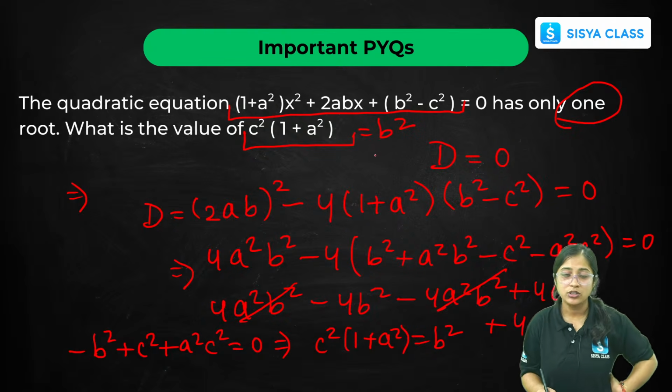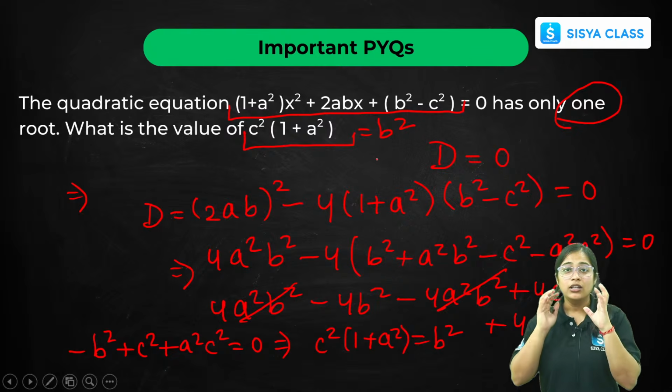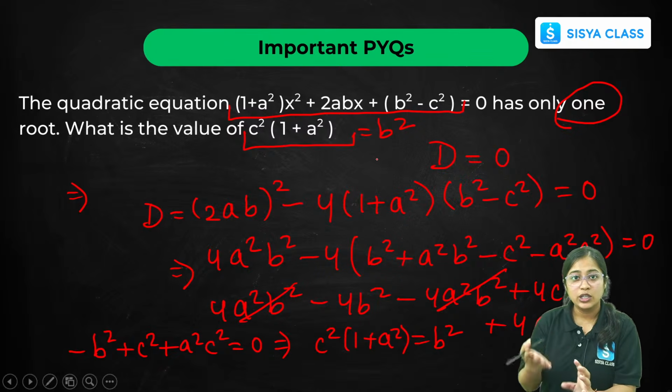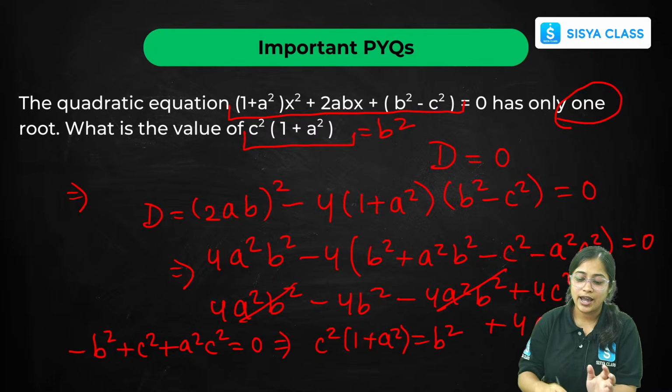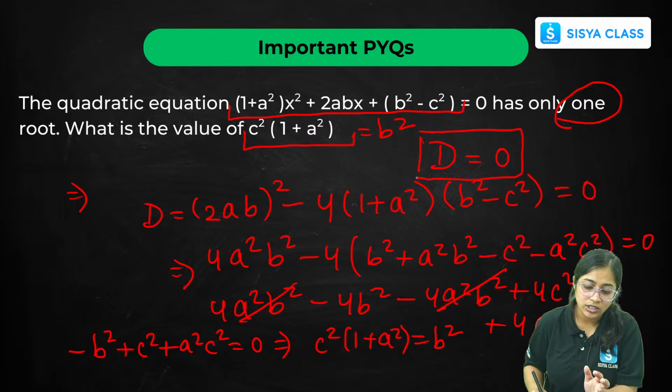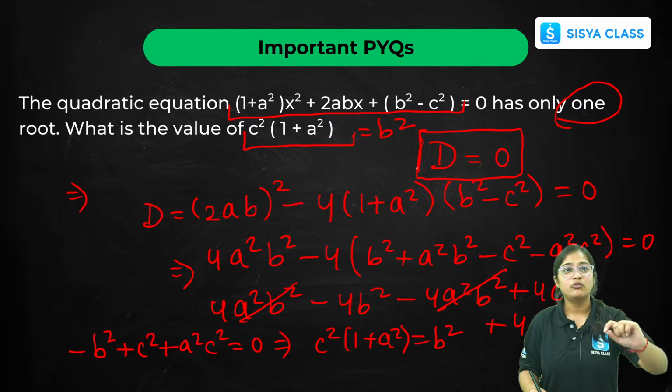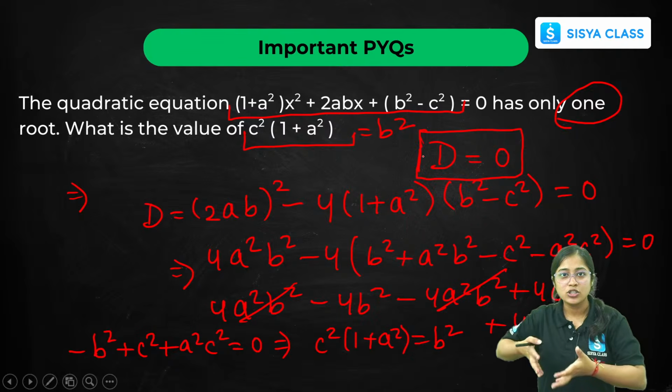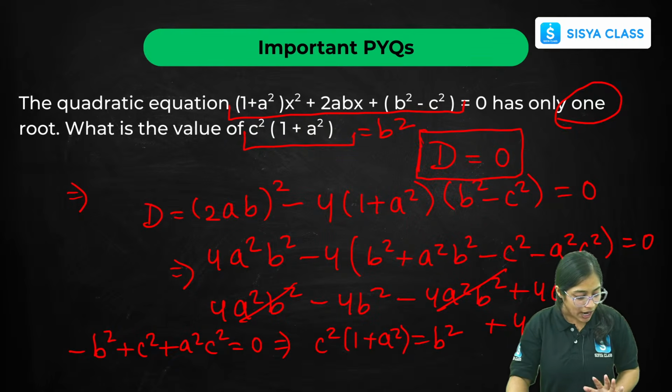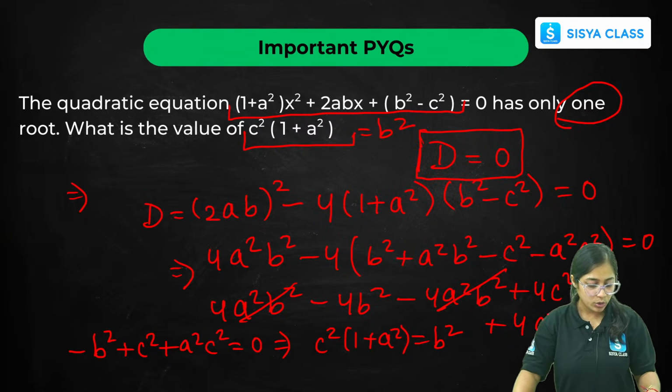Whenever in the question you will see that they require real and equal roots or one root, in that case always substitute your discriminant equal to 0, right? And from there you are able to find the solution. Okay. So I hope this question is also clear to everyone.